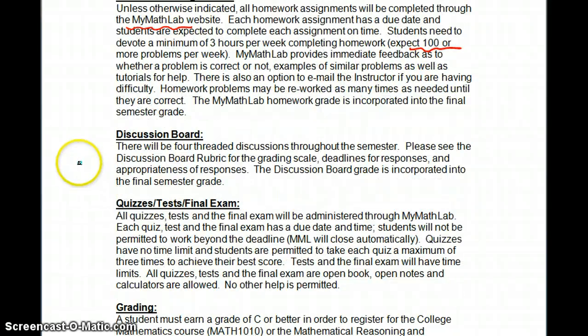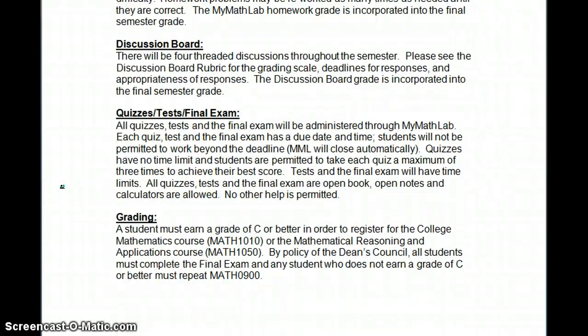Okay? There will be a discussion board each week that you have to work on, and we'll go over that rubric in a minute. You will have quizzes, 3 tests, and a final exam. The tests and quizzes are open book, open notes, and you are permitted to use your calculators. No other help is permitted.